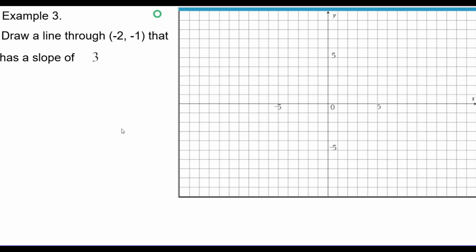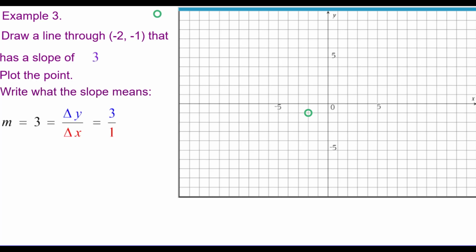Third example, through the point negative 2, -1, draw a line that has slope of 3. We plot the point negative 2, -1, and we write what the slope means. In this case, we're going to have to think of 3 as a fraction, as a ratio, 3:1. And so our change in y is positive 3, while our change in x is positive 1. So from that point, we'll go up 3, right 1, plot the point. From there, up 3, right 1, plot the point.